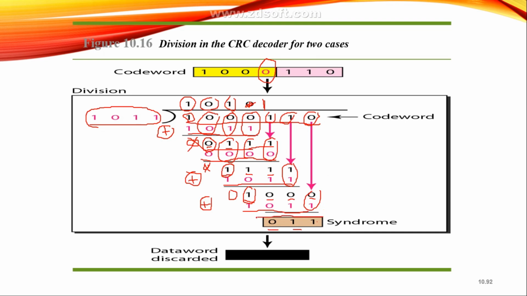So what remains is the syndrome, that is R0, R1 and R2. It is non-zero. So it means somewhere the data is corrupted. So we are going to discard this data word. Hope you got the concept of the CRC encoder and decoder.